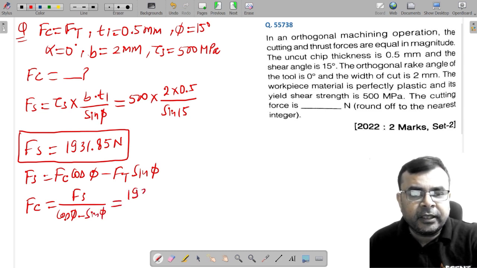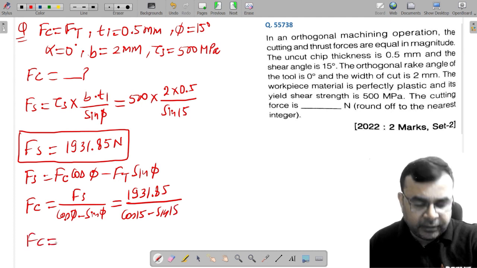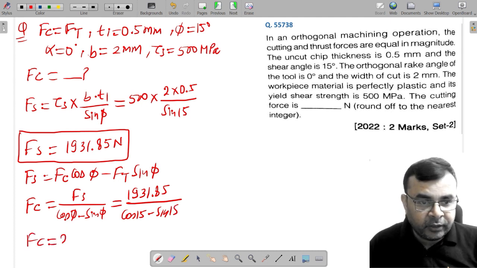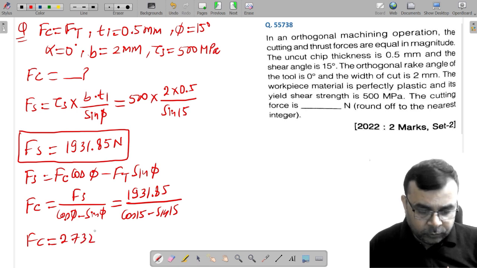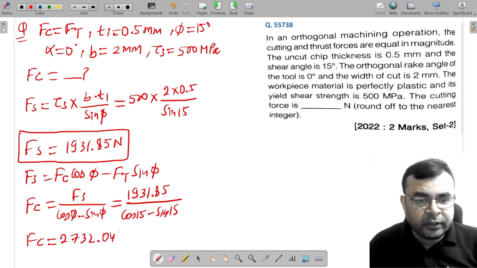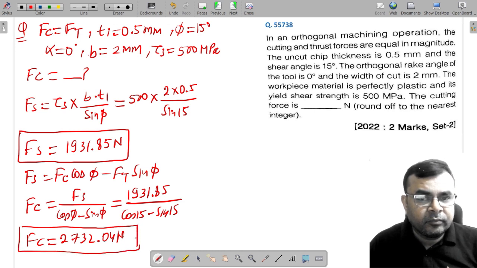So this is 1931.85 over cos 15 minus sin 15. And if you simplify this, then here we get 2732.04 Newton. Is that right? So this is the right answer.